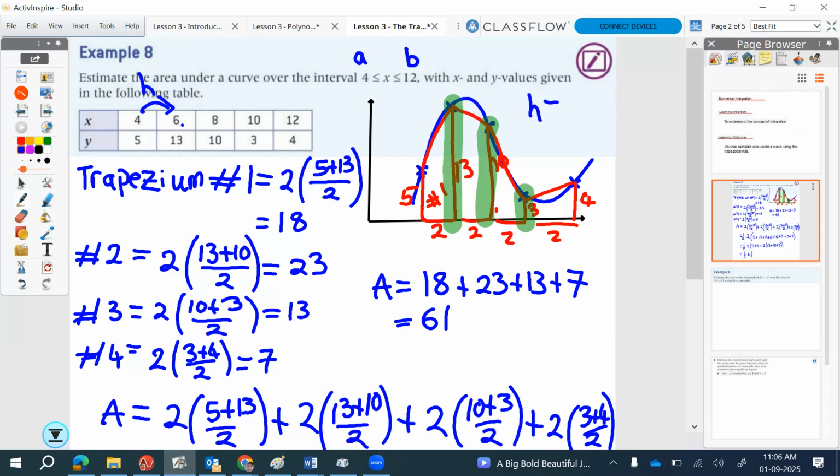It says h should be b minus a over 4, 12 minus 4 over 4. That's going to give us 8 divided by 4, which is 2. We can see that in the table. It's a lot quicker and easier to do that. So h is the step size, and this is the formula for how to calculate the step size.